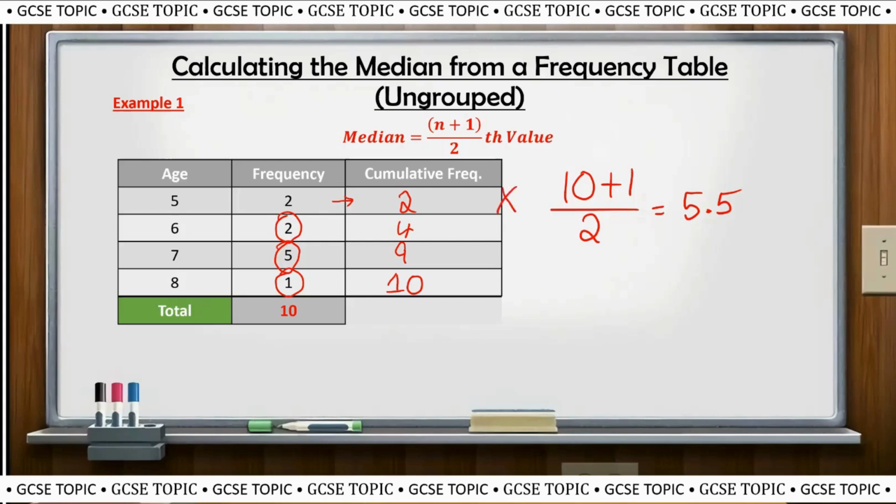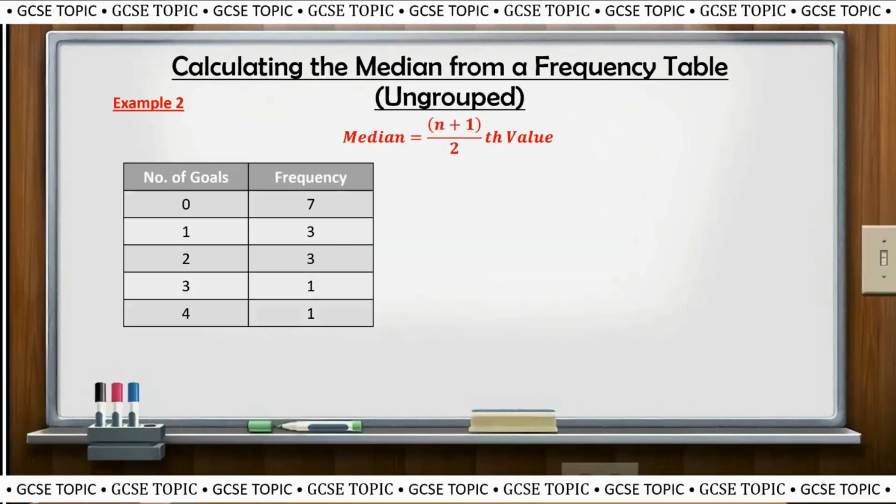My next cumulative frequency is 4, and again, this is smaller than 5.5, so my median age is not 6. The next cumulative frequency is 9, and we know that 9 is bigger than 5.5, so my median age is 7. And there you have it. The median for example 1 is age 7.